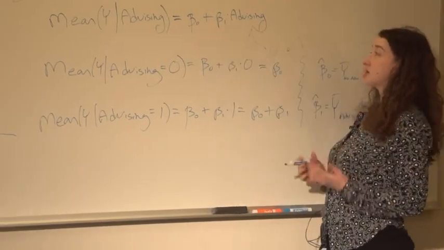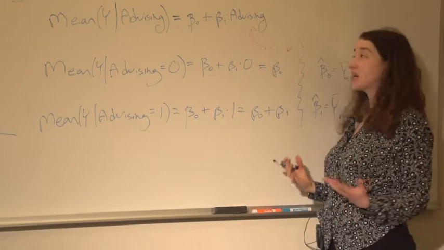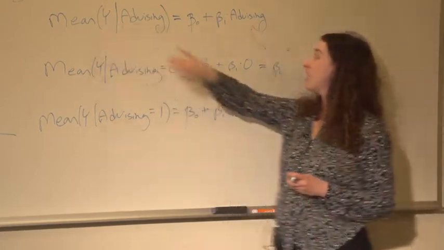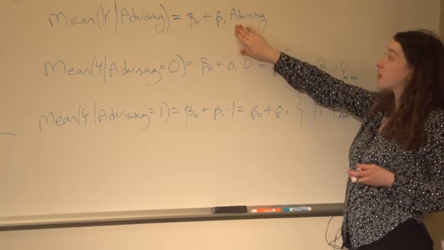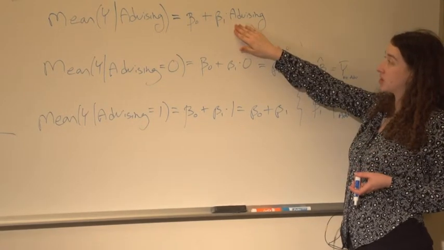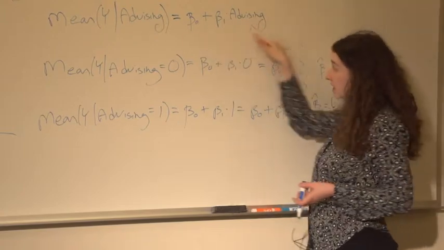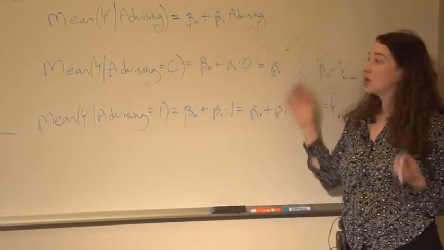And so now if someone comes along and says, hey, do you have an equation I can use to predict what GPA will be if I know whether somebody got advising? You can say, yes, plug in the 0 or 1 corresponding to whether that person got advising right here. And when you calculate the mean based on that equation, you will get your answer.